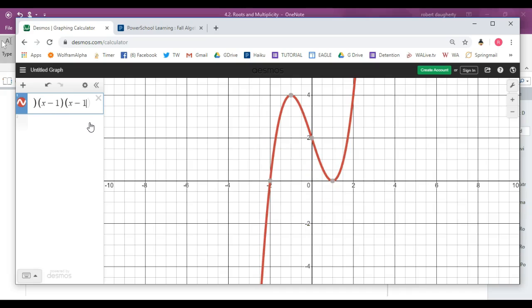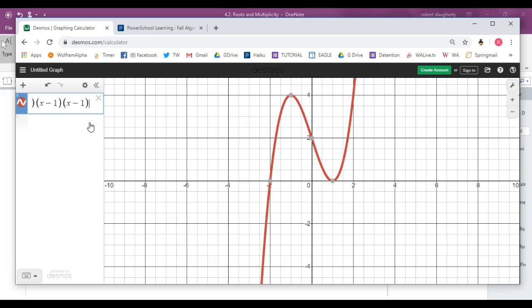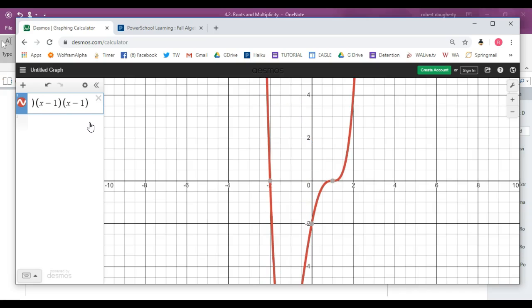If I add another x minus 1, what happened differently? Does it still have a 0? There's still a 0, but what is it doing or not doing here that it did before? It's not crossing the axis. So if I only had one of those, in both cases, I'm crossing the axis both times, okay? But if this thing occurred 2 times, I do not cross the axis, okay? What happens if it shows up 3 times? I cross the axis.